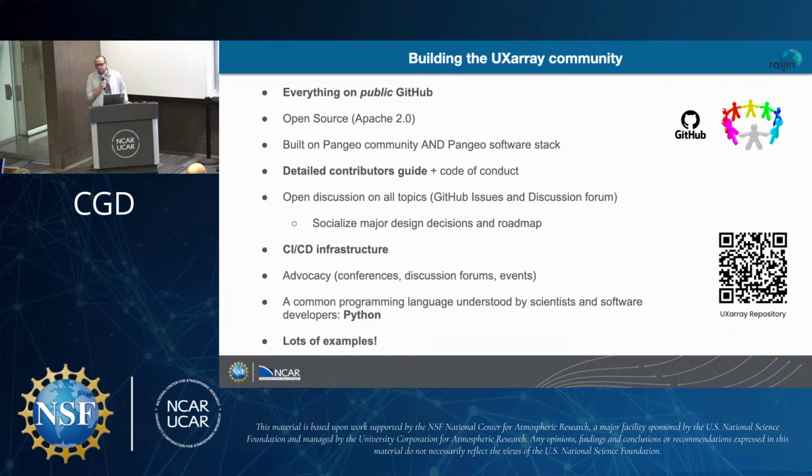So building the UXarray community is the second essential goal. In addition to what any open source software development team could do, like having our open source code on GitHub and having continuous integration development infrastructure in place, we have socialized our major design decisions and roadmap with the community as well, the end user community and community of contributors, through GitHub issues and discussions, which resulted in this current view of UXarray.